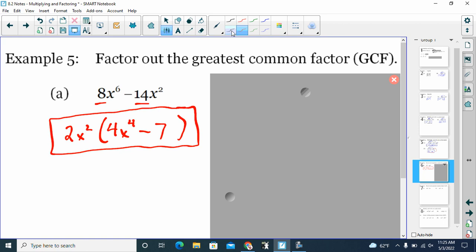You can always pretty quickly check this by doing what we did on examples 3 and 4 and distribute. You don't have to, but 2 times 4 is 8. x squared times x to the 4th, I add my exponents and I get x to the 6th. 2x squared times negative 7, 2 times negative 7 is minus 14, x squared. Notice I get right back where I started.